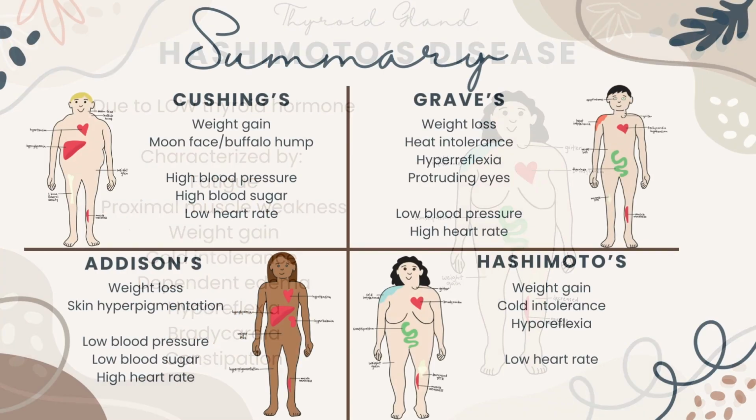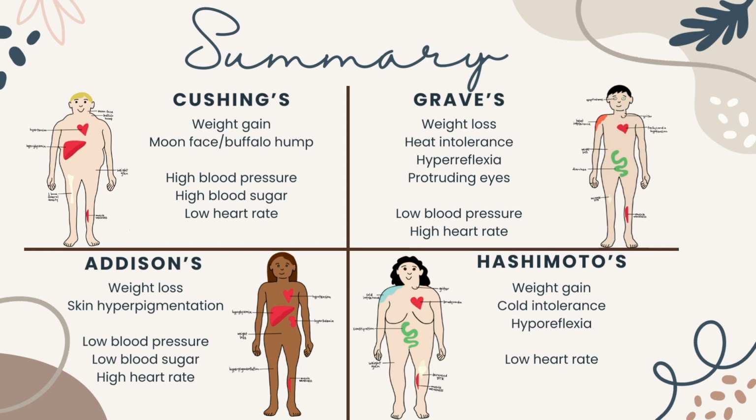So in summary, all these syndromes have fatigue and proximal muscle weakness, but let's highlight some major differences. So on the left of this table or chart is cortisol issues. On the right is thyroid. The top two, Cushing's and Graves', are when there's high cortisol or high thyroid. And on the bottom is when you have low cortisol or low thyroid.